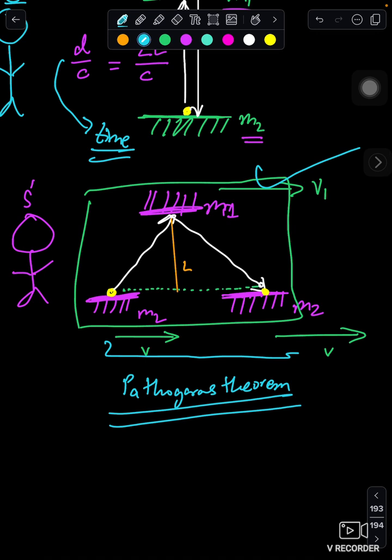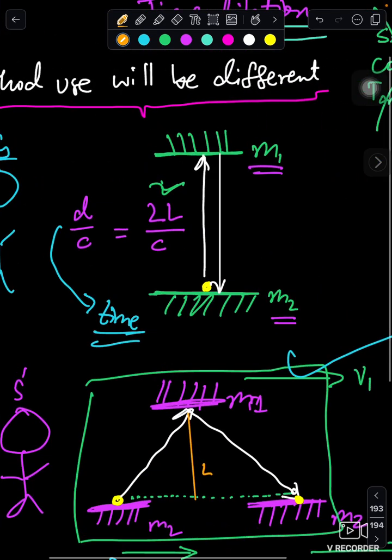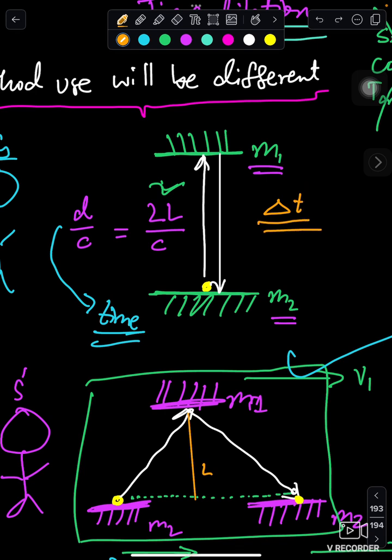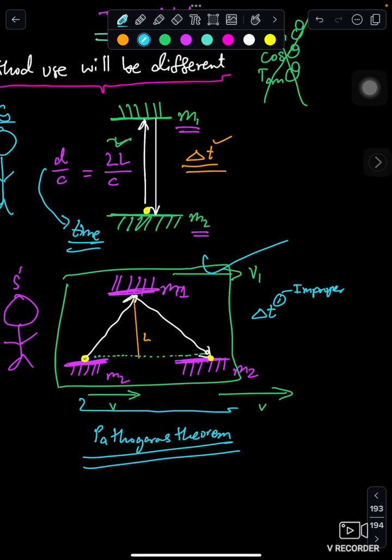Now, over here, this is time delta t. When I put this mark, it means improper, but this is a proper time. And over here we will be talking about delta t with this, which means improper time. Let me remove this: improper time and proper time.